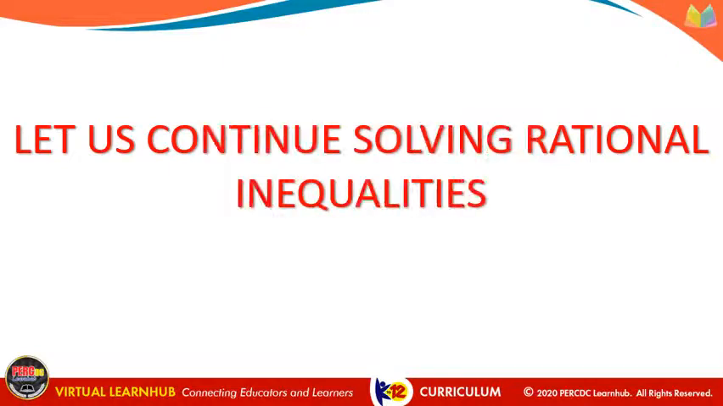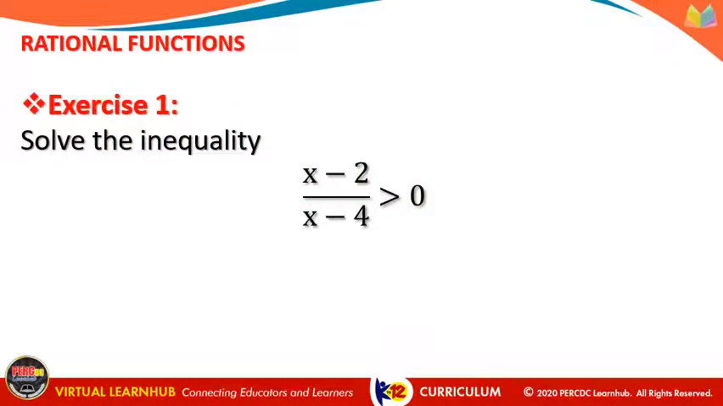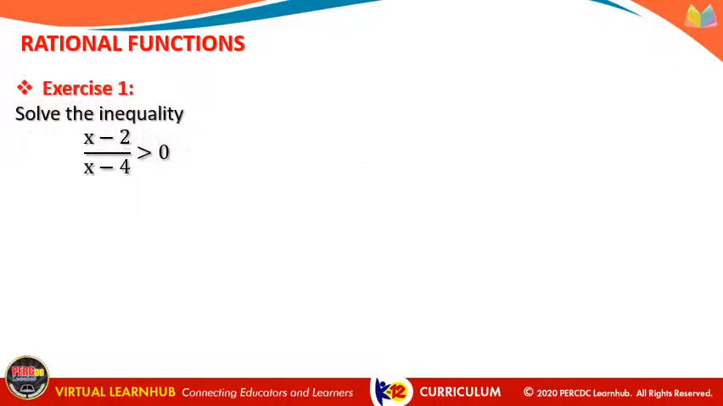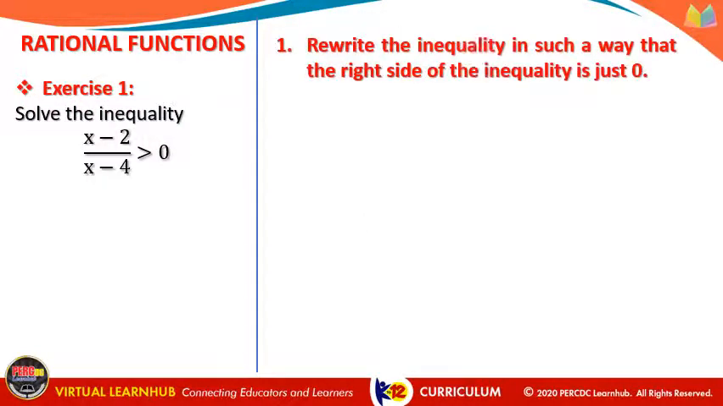Alright, let's now continue solving rational inequalities. Exercise number 1 for this video, solve the inequality (x minus 2) over (x minus 4) is greater than 0. Again, the first step is to rewrite the inequality in such a way that the right side of the inequality is just 0. So, i-rewrite natin yung inequality in such a way na yung right side natin ay 0.